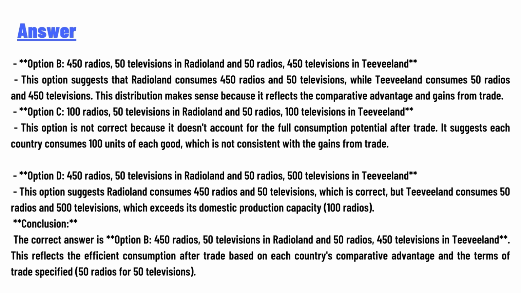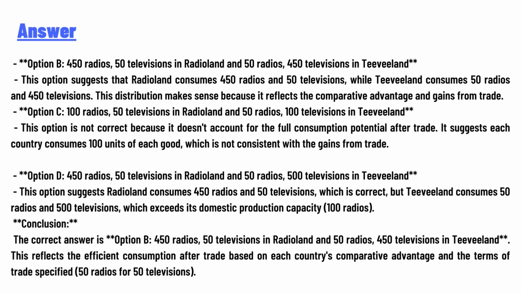Option B: 450 radios and 50 televisions in Radioland, and 50 radios and 450 televisions in Teeveeland. This option suggests that Radioland consumes 450 radios and 50 televisions, while Teeveeland consumes 50 radios and 450 televisions. This distribution makes sense because it reflects the comparative advantage and gain from trade.